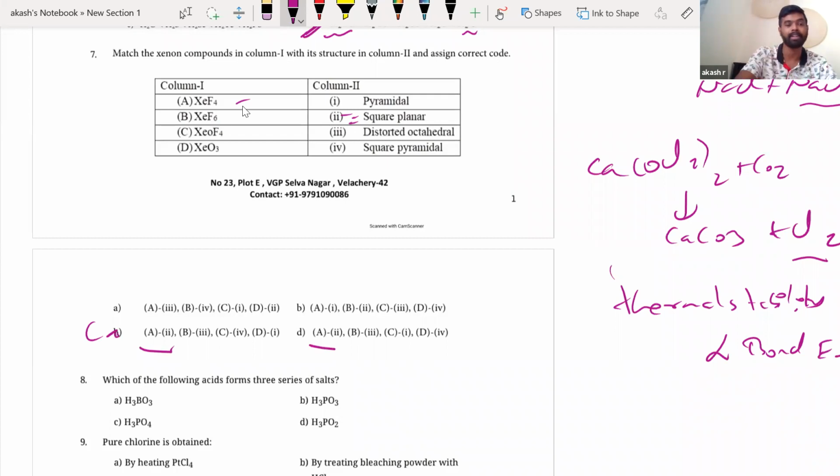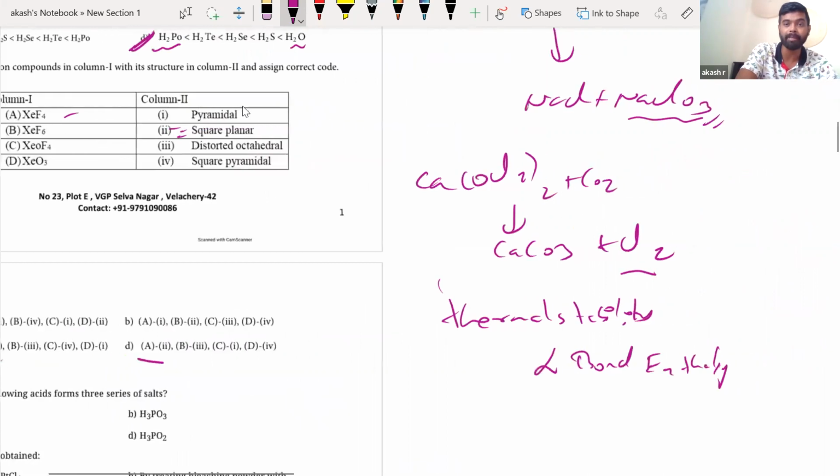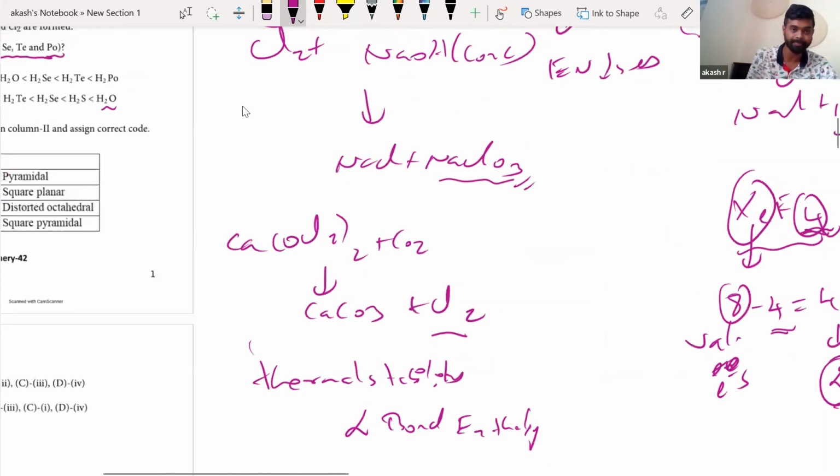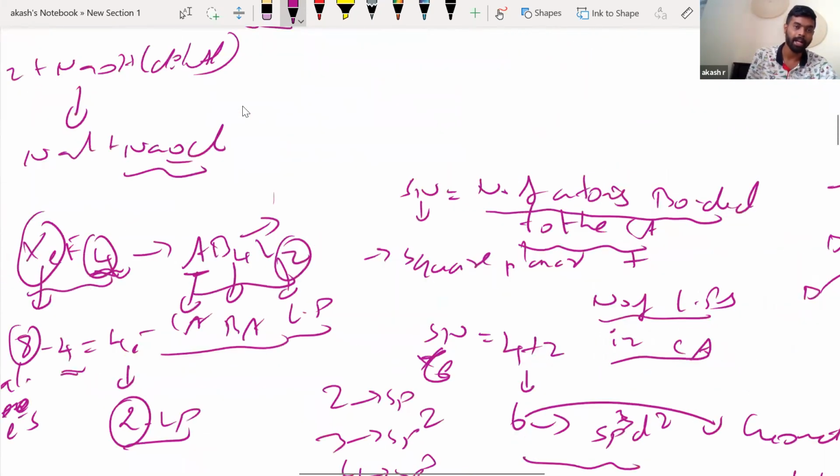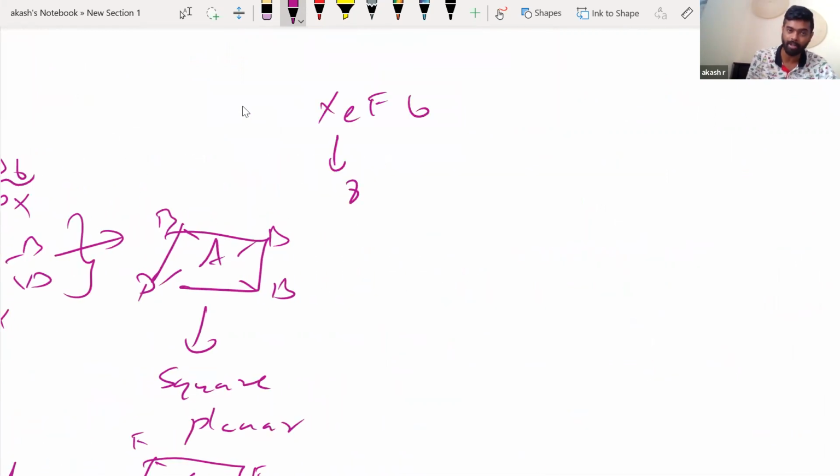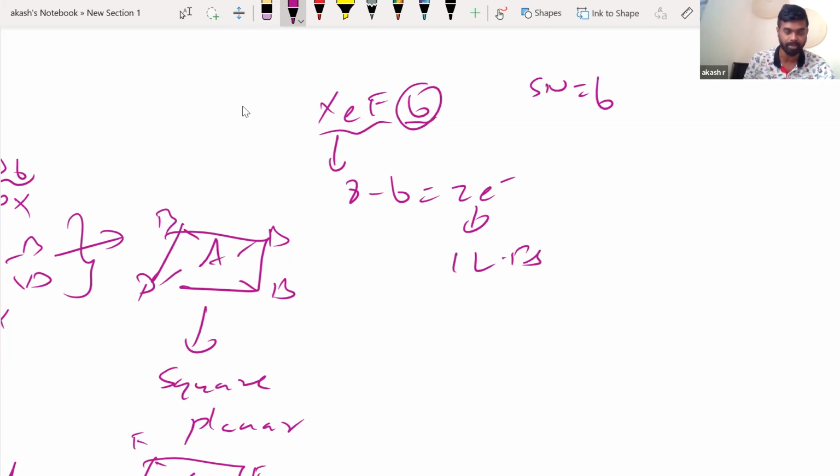Anyways, next, XeF6. Now, again, you have to do the same thing, people. XeF6. Now I know this has 8 valence electrons, 6 are involved in bonding with fluorine. So 2 electrons are left out, so 1 lone pair. If you calculate the steric number for this, the number of bonding atoms is 6, and the number of lone pairs is 1.